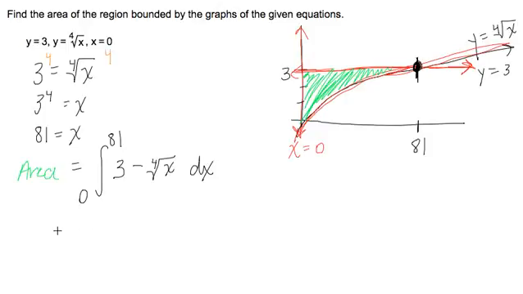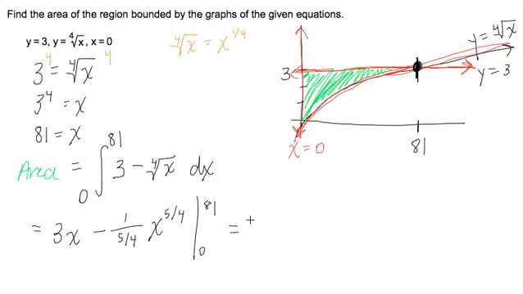Okay, so from here it's just purely computational. The antiderivative of 3 is 3x. For the antiderivative of the fourth root of x, remember the fourth root of x is x to the 1/4. When we add 1 to that exponent, 1/4 plus 1 is 5/4. So it's 1 over 5/4 x to the 5/4, from 0 to 81.